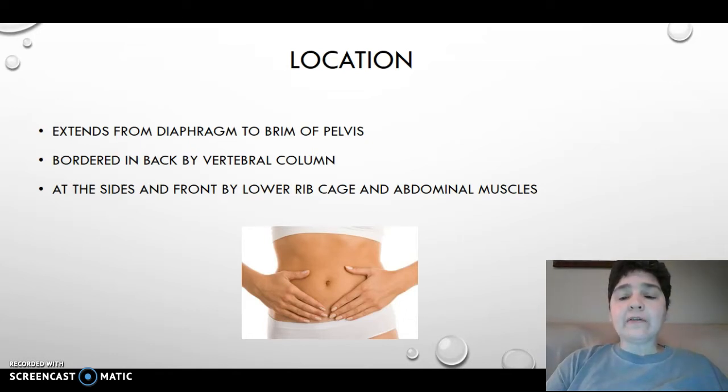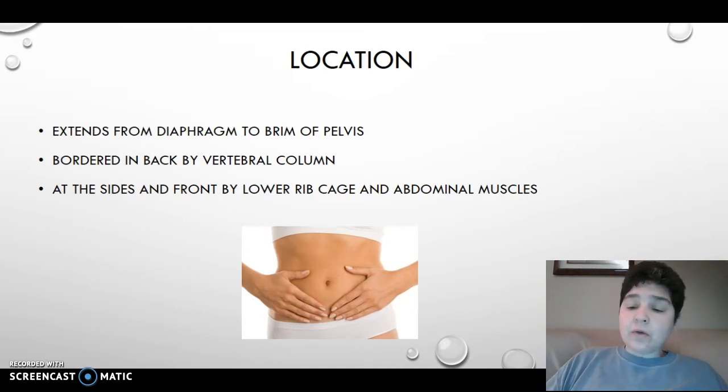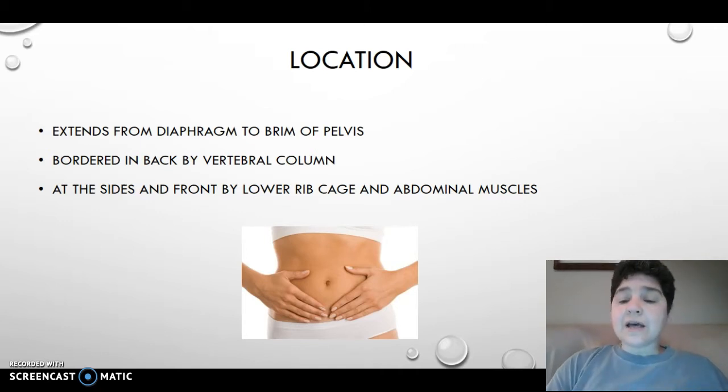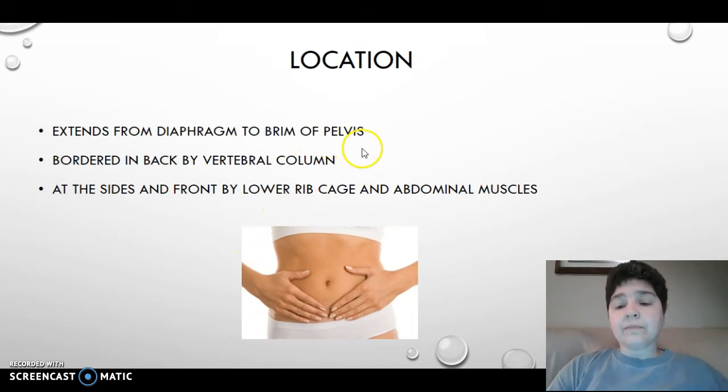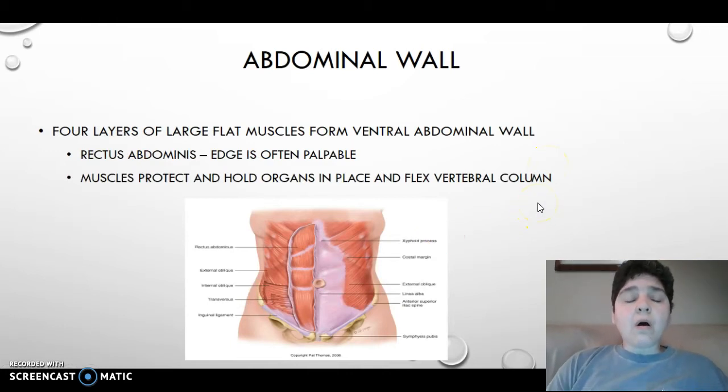If you look at page 537 in your book, it has a good picture showing you the different areas of the abdomen, but it has a really great picture of the muscles themselves. And then when you turn to page 538, you'll see on the top of the next page all the organs that are included in this. So the abdominal wall itself, going back to page 537, is made up of 4 layers of large flat muscles, and they form that ventral abdominal wall.